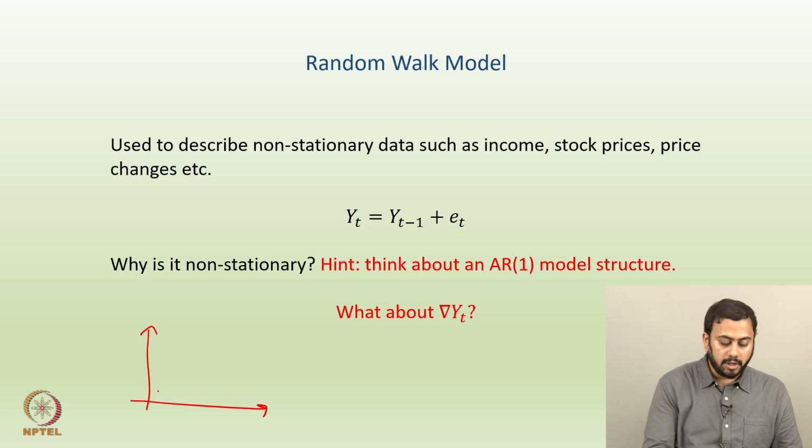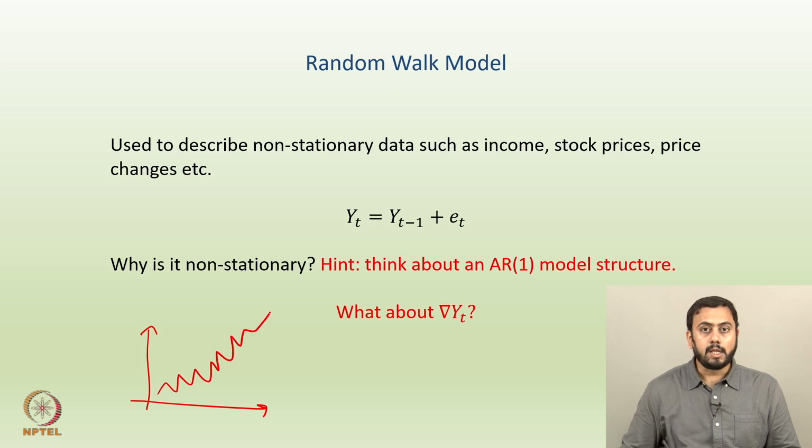So, how does a random walk look? A random walk is purely non-stationary. It would look something like that maybe, where you see an overall upward trend or a downward trend also.